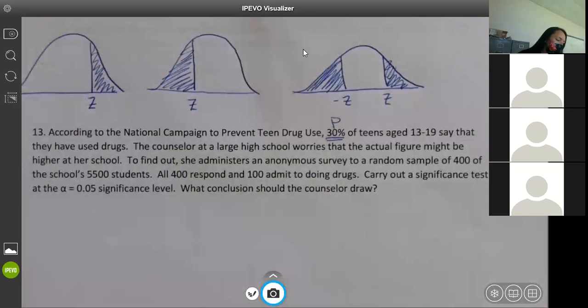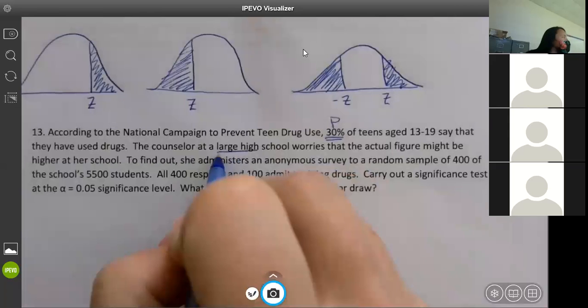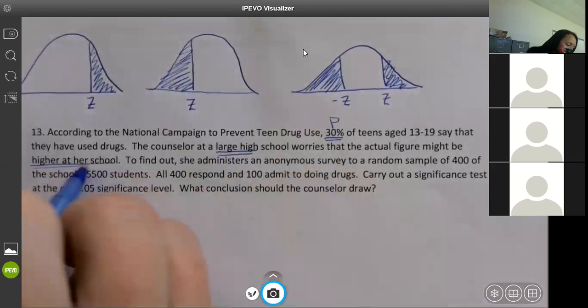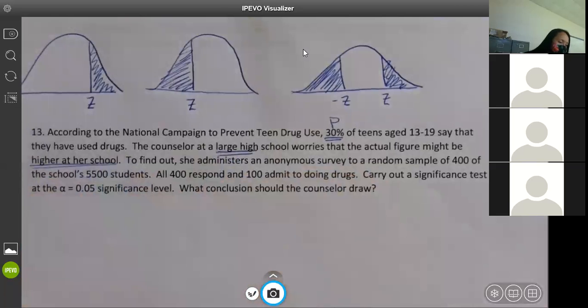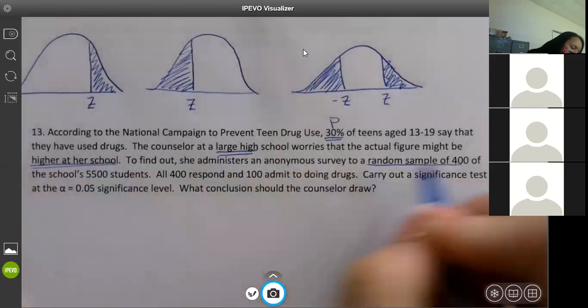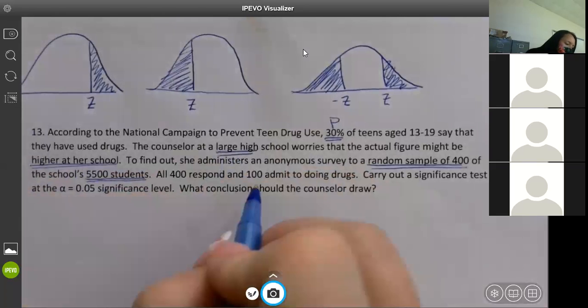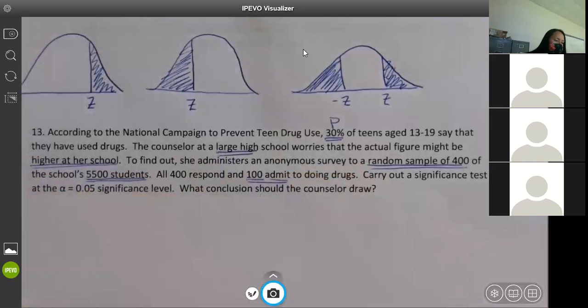The counselor at a large high school, we need that to make sure we can check those conditions, worries that the actual figure might be higher at her school. To find out, she administers an anonymous survey to a random sample of 400 of the school's 5,500 students. All 400 respond and 100 admit to doing drugs. Carry out a significance test at the alpha equals 0.05 significance level. What conclusion should the counselor draw?